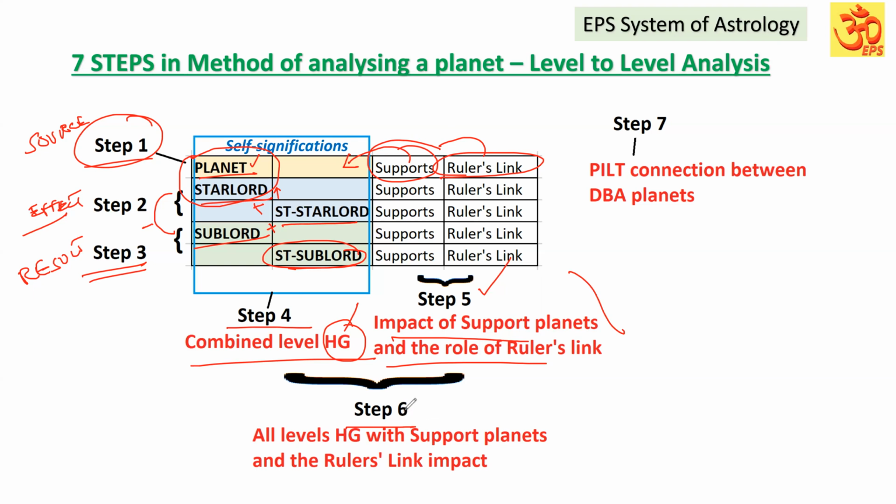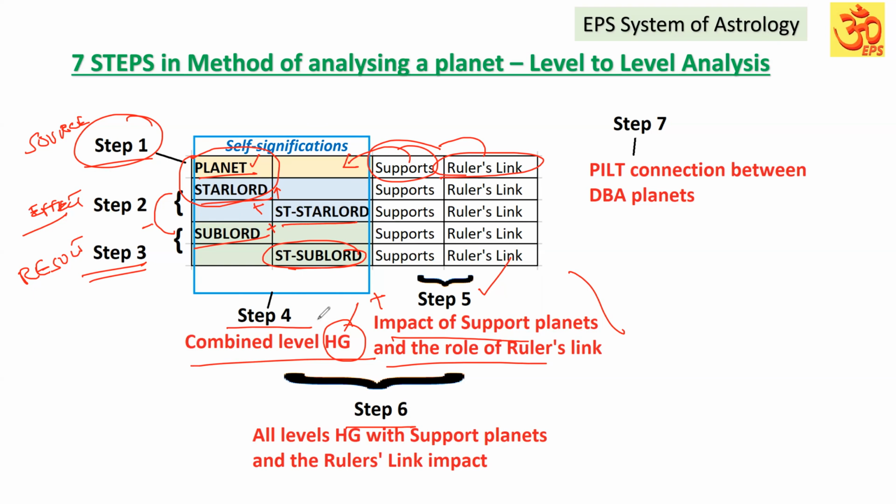Step number 6 is combined. We have to see what sort of output a planet is going to get in combination with step number 4 and 5. I'm repeating, step number 4 is the house grouping, all levels house grouping from planet to the last level, with the self-signification of all the rulers, wherein the ruler supports are not considered. In step number 5, supports are considered.